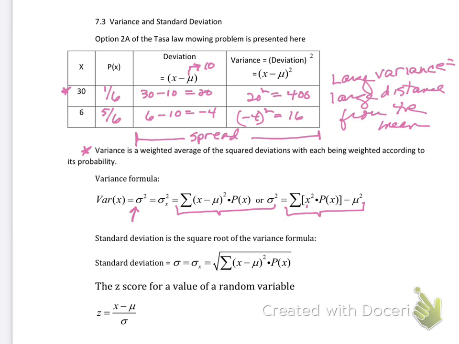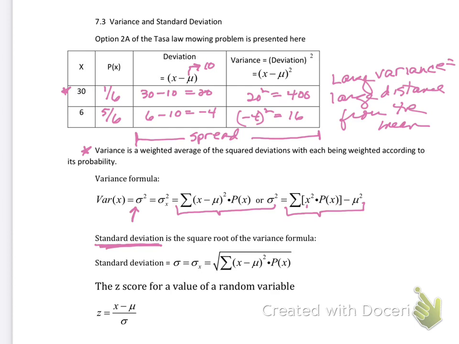Okay, so variance is the squared formula. Standard deviation is going to be the square root of the variance. Okay, so no matter how you get your variance, taking the square root will get you your standard deviation.